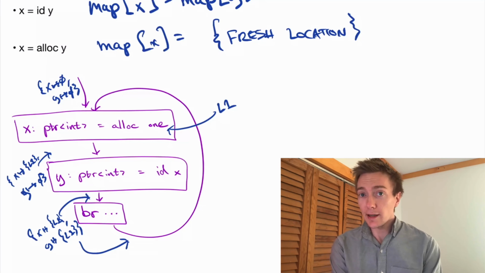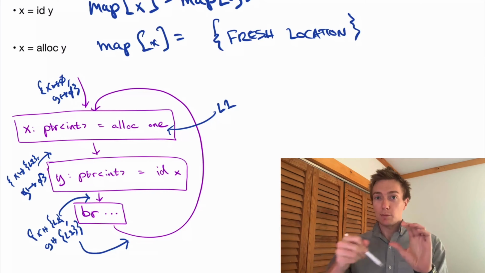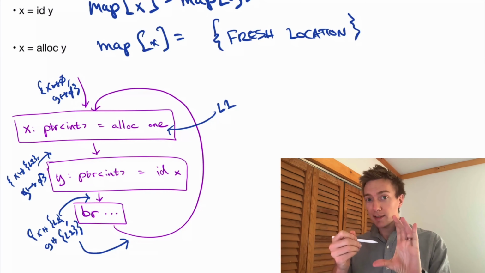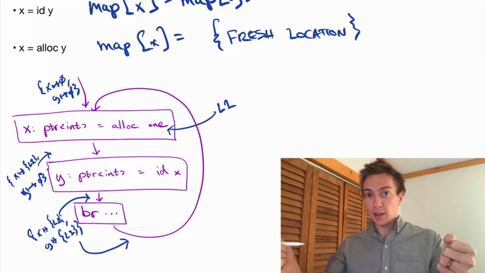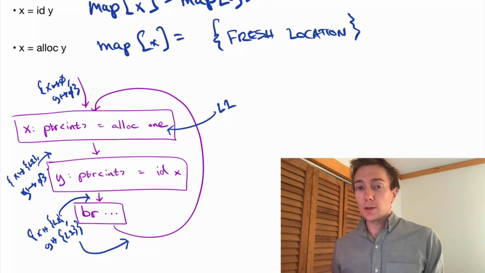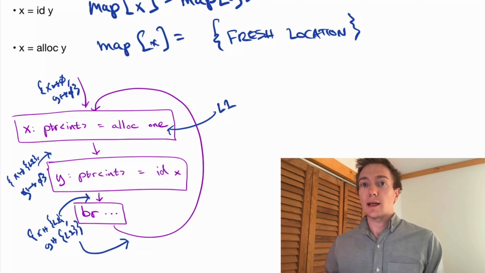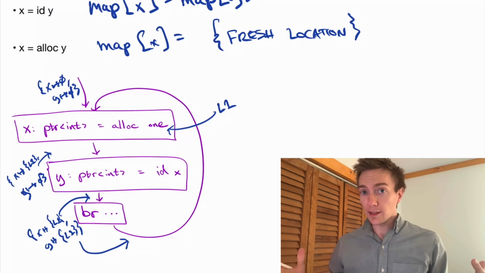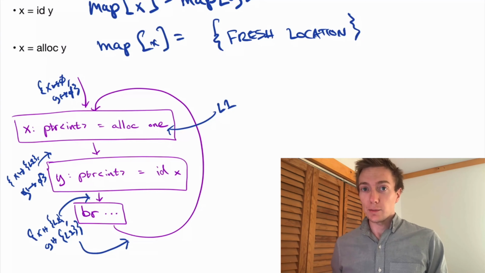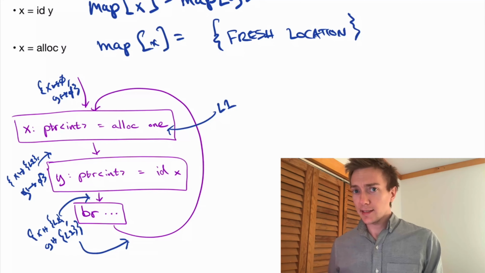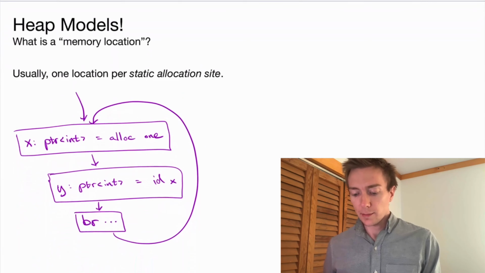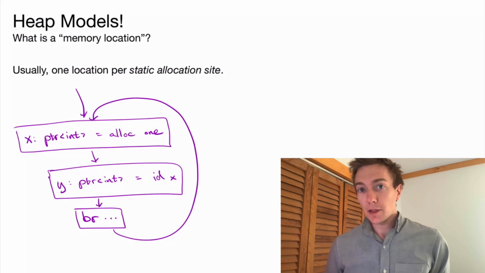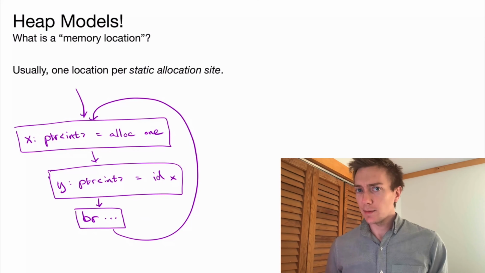This seems a little bit odd because we know when we run the same loop twice and we allocate twice, we're not getting the same memory location. But what's going on here is we need to abstract away from that actual execution of programs with a model, with a static over-approximation of how memory actually works. So this gets us into the very important topic of heap models. Heap models basically answer the question, what is a memory location?